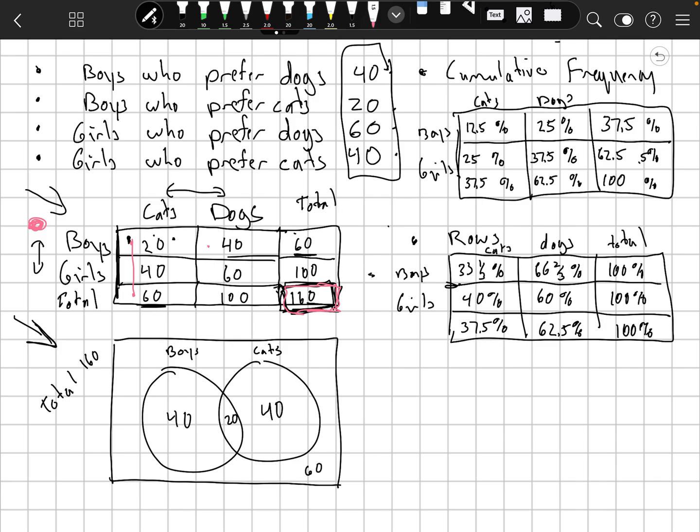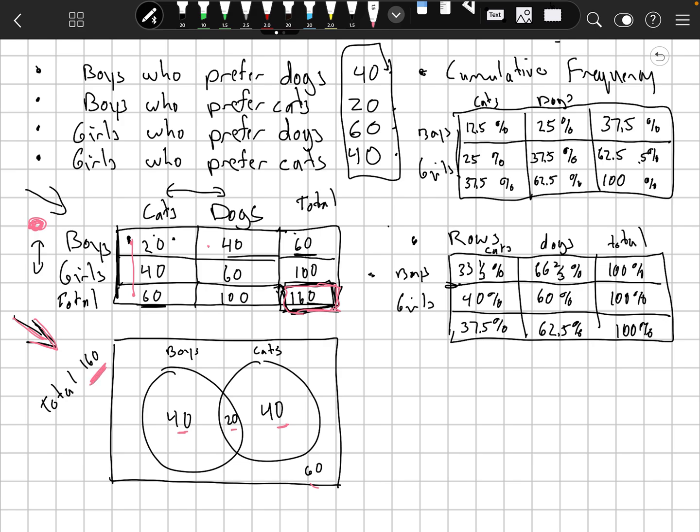Another way to show this was using a Venn diagram. So that's what we did here. There was a total of 160 people. We did boys and cats. In the boys circle, the 40 is boys and dogs, the boys that don't like cats. Here's boys and cats. Okay, getting all flustered here. Let's try this one more time.